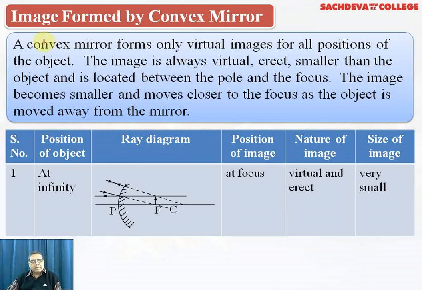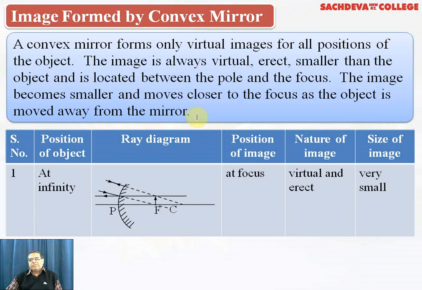Now, we come to the main concept. A convex mirror forms only virtual images. For all positions of the object, the image is always virtual, erect, and smaller than the object, and is located between the pole and the focus. The image becomes smaller and moves closer to the focus as the object moves away from the mirror. We say it is a virtual image because it is not in front of the mirror, rather it is on the other side of the mirror. That's why the image is called virtual.